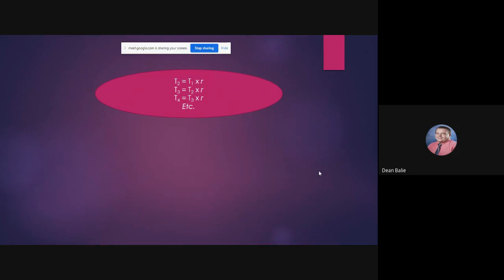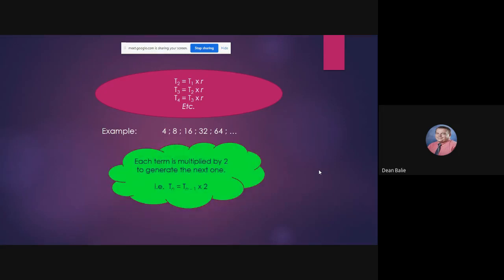If we look at that sequence, our geometric sequence takes on that type of pattern. So term 2 is term 1 times our constant ratio. Term 3 is term 2 multiplied by the constant ratio, etc. If we take an example, hopefully you can see that each term gets multiplied by 2 in order to generate the next term. So we have a general term there.